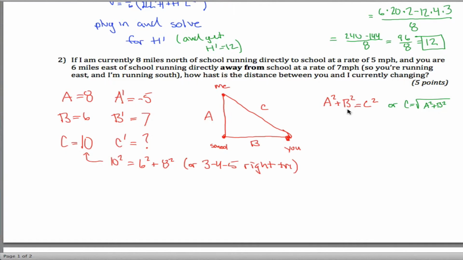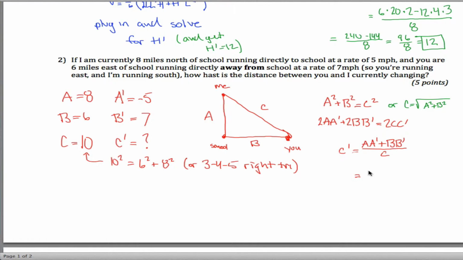Anyways, once you know c, you can take the derivative of both sides here, and it's pretty easy. 2a, a prime, plus 2b, b prime is equal to 2c, c prime. So if you solve that for c prime, you get that c prime is equal to a times a prime plus b times b prime divided by c. Probably done this so many times that you just remember that this is what it ends up looking like, or you solve it algebraically. Plug in all the numbers.